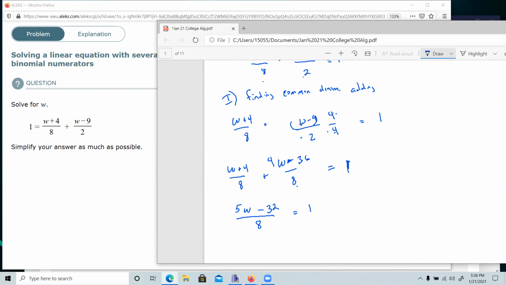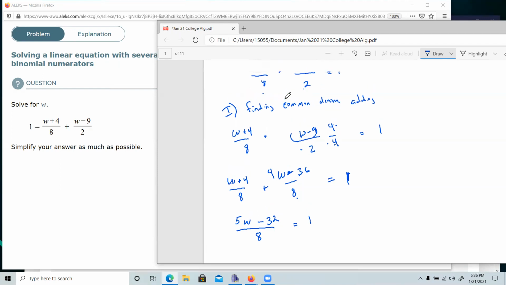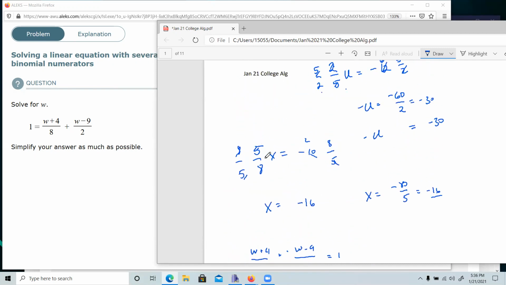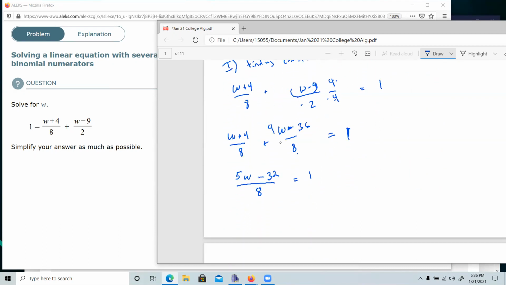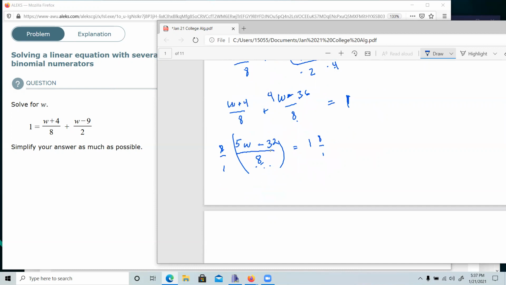All right. Now, what did we do in the previous one? In the previous one, we multiplied by the reciprocal of the thing in front of the x. So we're not really going to multiply by the reciprocal because this is complicated. But if I just multiply by 8 over 1, won't these cancel? If you do it this way, this will cancel for both of these terms. That's how fractions work. So we're going to end up with a 5w minus 32. They both canceled. And this is equal, 8 times 1 is 8.